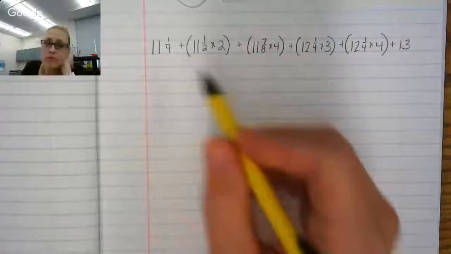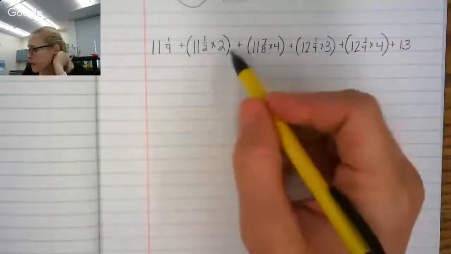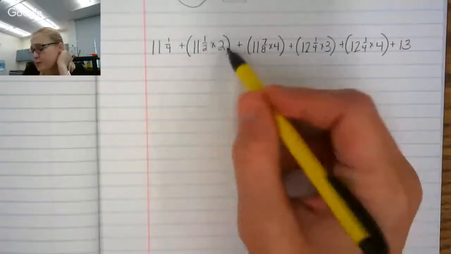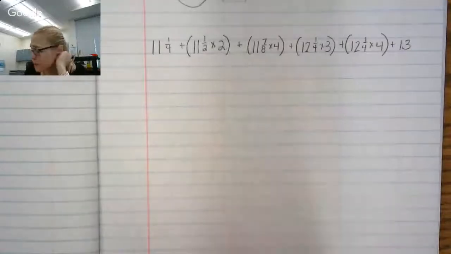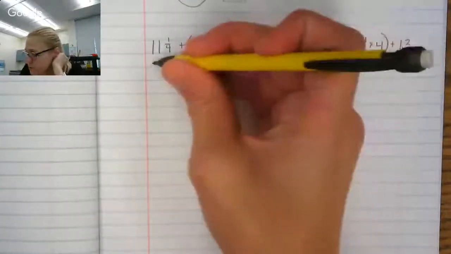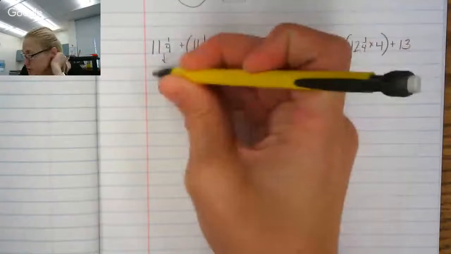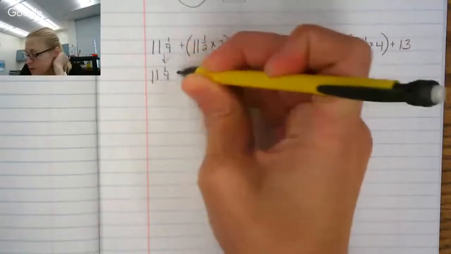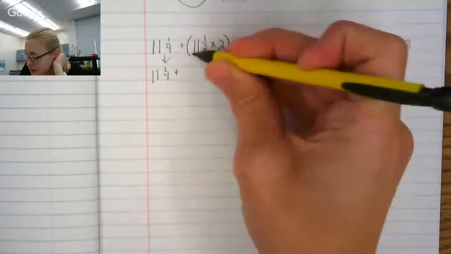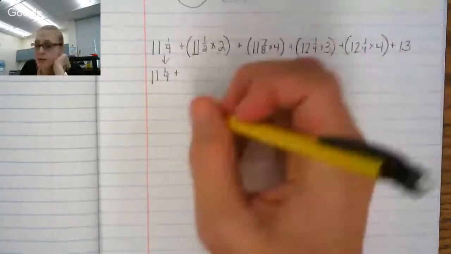So now I'm going to go through and multiply this. Some people will recognize that a 1/2 and a 1/2 will give you a whole. If you don't get that, no worries. So what I'm going to do is drop this down to create an equivalent numerical expression, 11 1/4, plus, now I'm going to turn this into an improper fraction so that I can multiply it by 2.